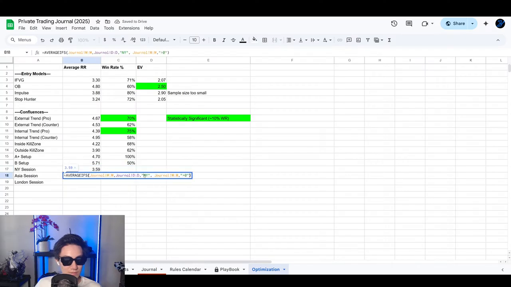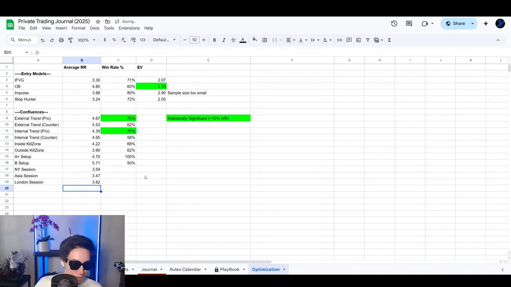Asia session. This would just be Asia. London session, this would just be London. There we go. So those are the risk reward averages from New York session, Asia session, and London session. You can see New York session is slightly higher, but London session is still the most.